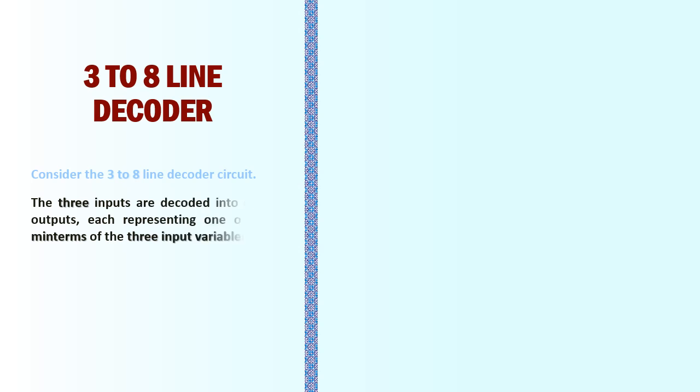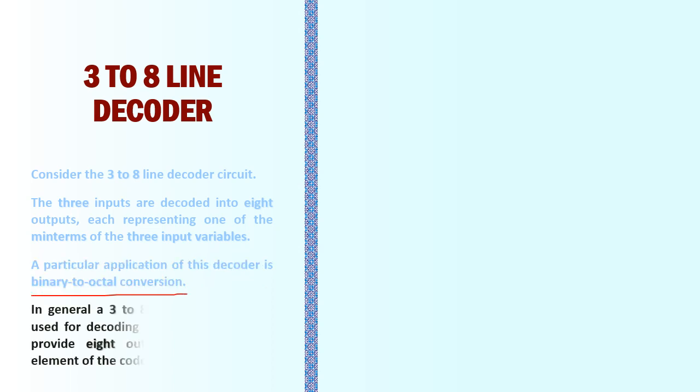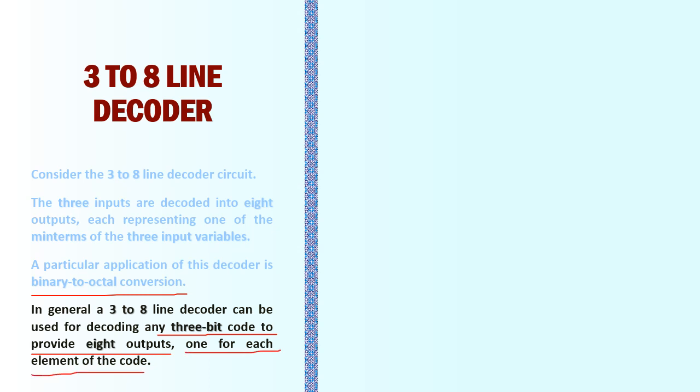So if we want to draw the circuit of a 3 to 8 line decoder, consider the 3 to 8 line decoder circuit. The 3 input lines are decoded into 8 outputs, each corresponding to one of the minterms of the 3 input variables. A particular application of this decoder is binary to octal conversion. In general, a 3 to 8 line decoder can be used for decoding any 3-bit code to provide 8 outputs, one for each element of the code.